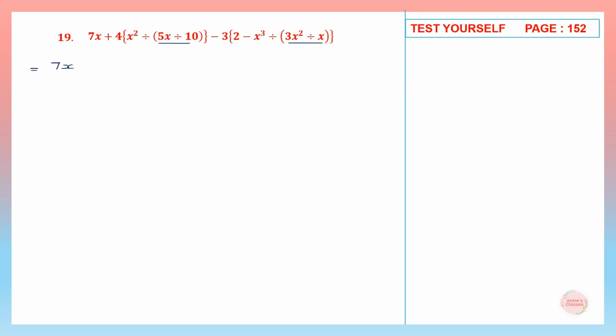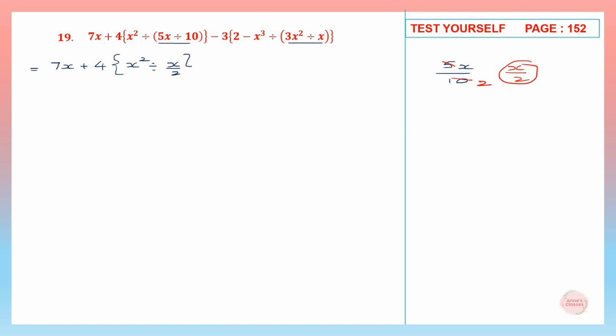So 7x plus 4, then we have the curly brackets, x square divided by, now here we have 5x divided by 10. So let's do that. How do we do this? 5x divided by 10. Let's cancel. 5 ones are 5, 5 twos are 10. So what do we have here? Here we have x by 2. Okay, so let's write that there. So divided by x by 2.